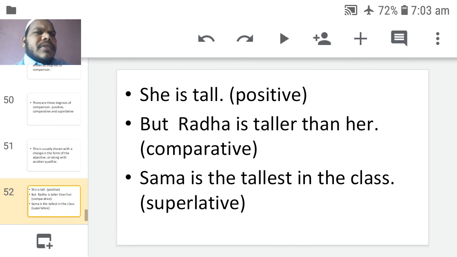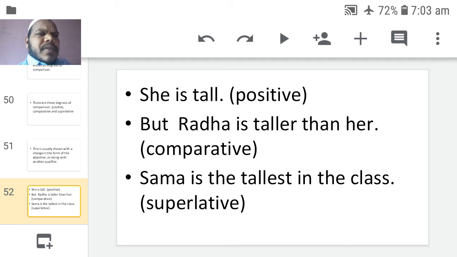Let's see an example. She is tall. Tall, taller, tallest. Big, bigger, biggest. Small, smaller, smallest. You have seen that the adjective takes er, est. Could you give some more examples of this? Large, larger, largest. Again, thin, thinner, thinnest.